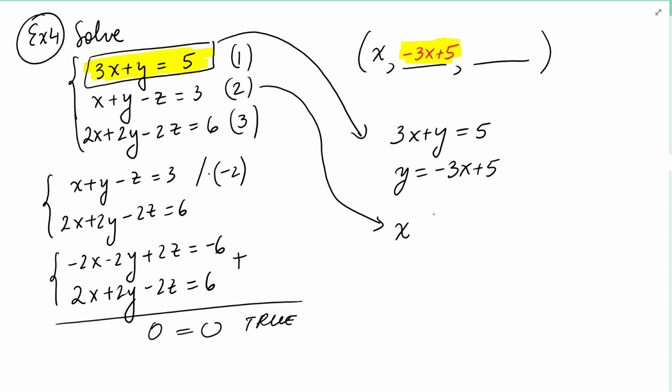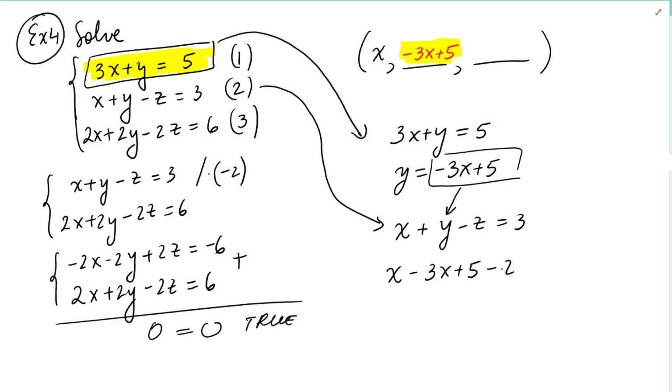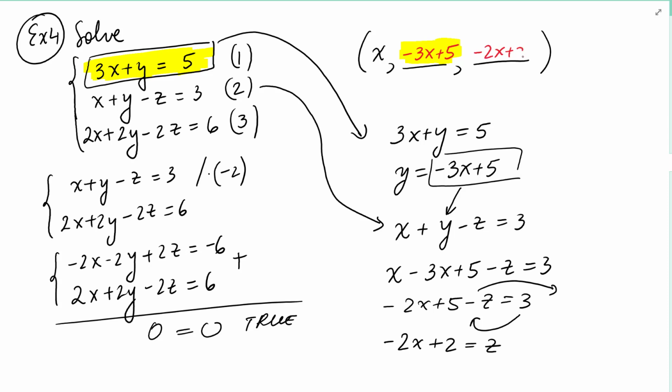And if I want to find z, I'm going to take the second equation and copy it, x plus y minus z equals 3. Instead of y, I'm going to put this quantity, so x plus negative 3x plus 5 minus z equals 3, and I'm going to solve it for z. So negative 2x plus 5 minus z equals 3. I'm going to move the z in here and the 3 in here. So negative 2x plus 2, because 5 minus 3 is 2, equals z. So in other words, here is going to be negative 2x plus 2.